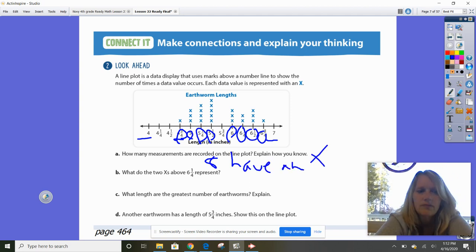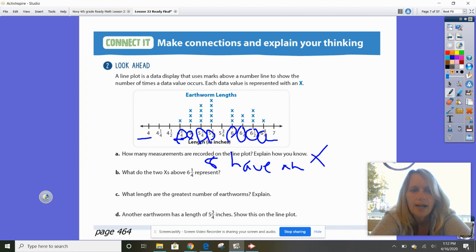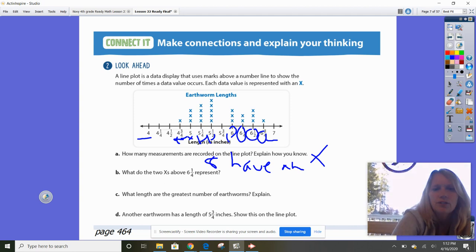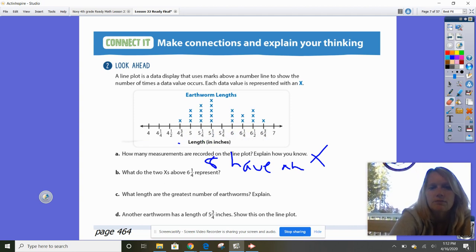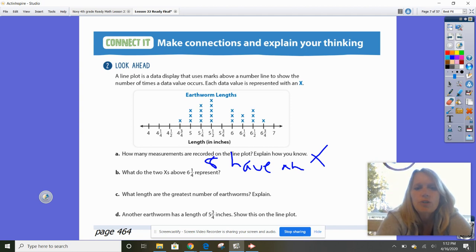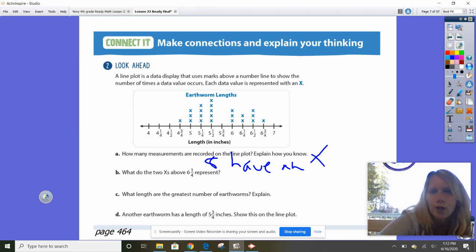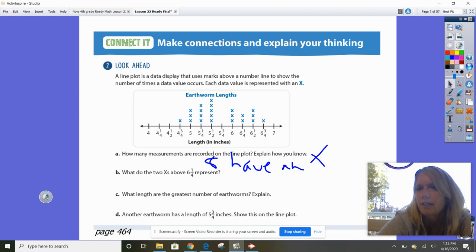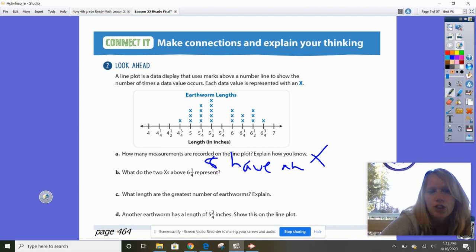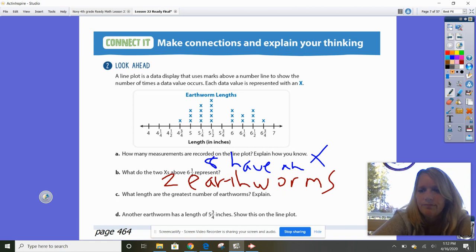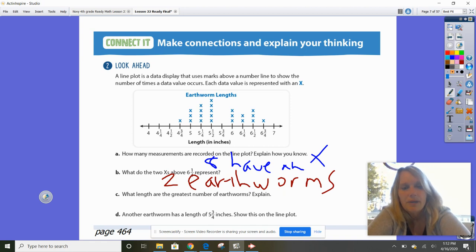What do the 2 X's above 6 1/4 represent? I'm going to erase some of my mess so we can read that. I'm sure your paper is much better than my mess. So when you look at 6 1/4, each X represents what? You're right, an earthworm. So I'll get my marker again. So the 2 X's would be 2 earthworms. Remember, I'm writing with my finger, so thank you for allowing my messiness.